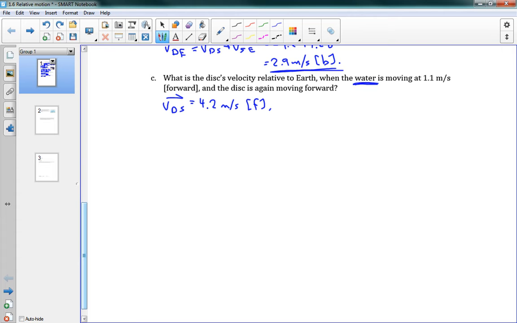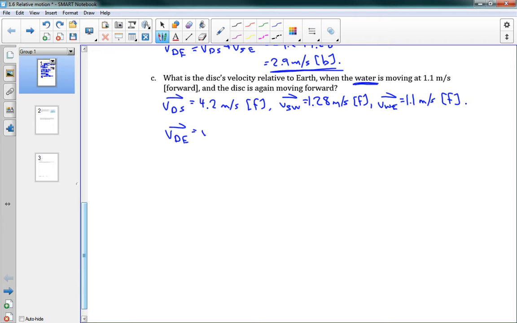Good. But now instead of having the velocity of the ship relative to the Earth, we only have the velocity of the ship relative to the water. And we know that the ship relative to water is moving 1.28 meters per second forward. And we have this added piece now that the velocity of the water relative to Earth is equal to 1.1 meters per second forward. So now we have three pieces. Still the velocity of the disk relative to Earth.